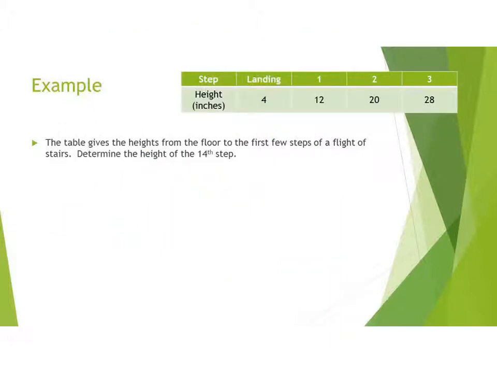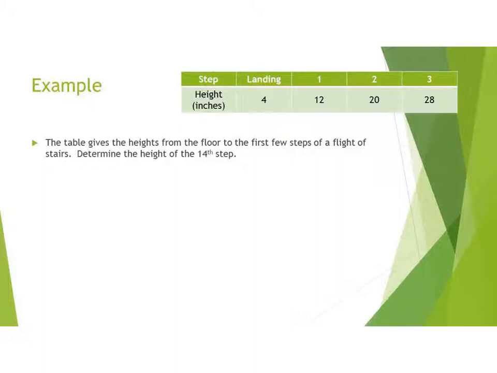This next one is going to be an example where there's not necessarily a formula. We have a table that gives us the heights from the floor to the first few steps of a flight of stairs, and we want to determine the height of the 14th step. And yes, you probably could just keep counting: here's the 3rd step, continue the pattern to the 4th step, the 5th step, and the 6th step. The 14th step is not terribly far away. But what if I asked you for the 100th step or something? That might get a little cumbersome.